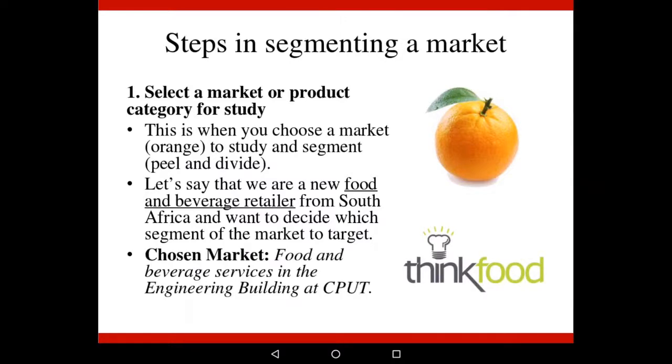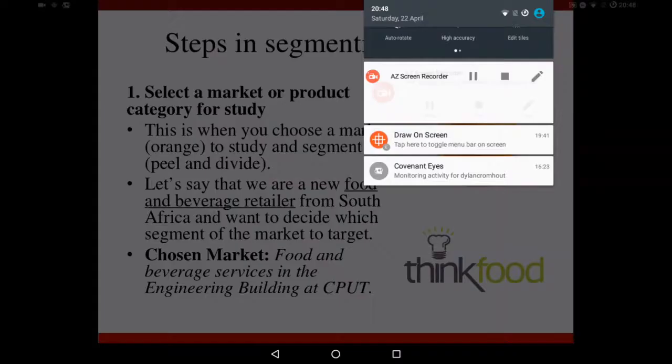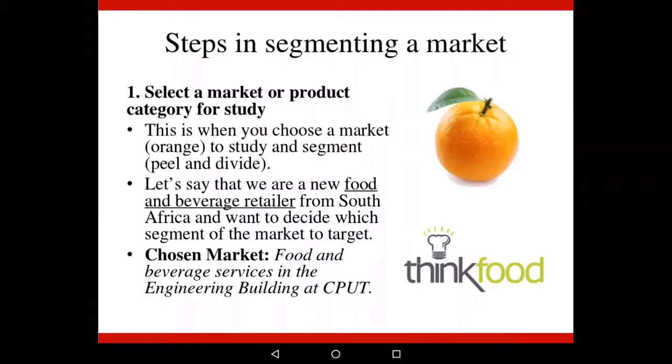Okay, so we have our chosen market, we have our food and beverage services, and what we want to do is offer food and beverage services in the engineering building. So our chosen market is food and beverage services, and we want to offer it in the engineering building at CPUT.